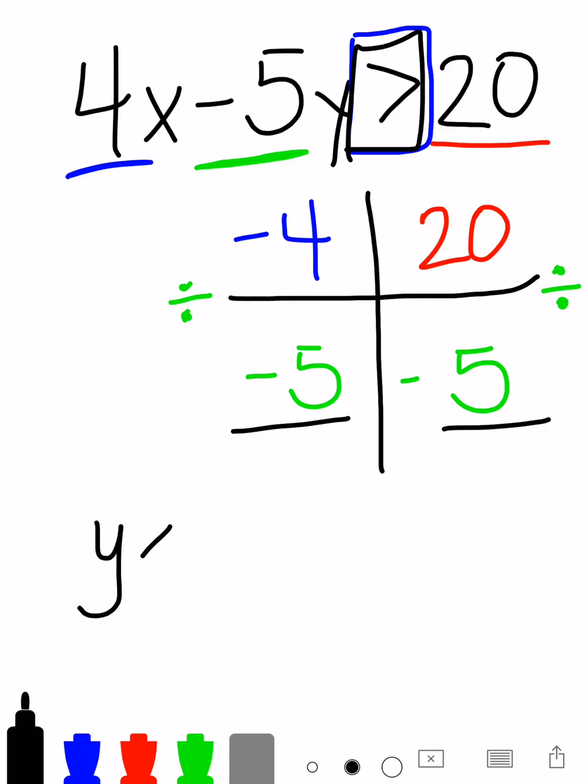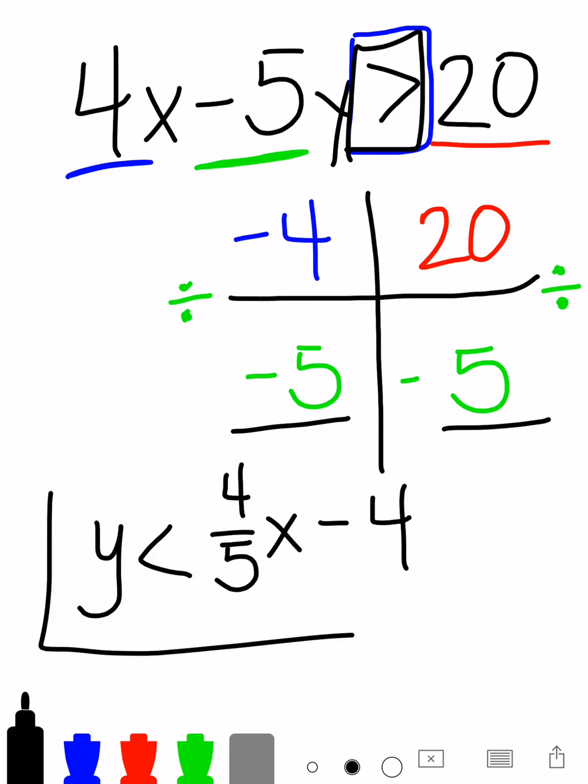So y is now less than, and now I'm going to finish writing out my answer. Well, negative 4 divided by a negative 5 will give you a positive 4 over 5. What can you not forget to put behind your slope? You can't forget to put your x back there. And now you're going to take your other column and divide 20 divided by a negative 5. That's going to give you a negative 4. So to show that it's a negative 4, you're just going to write minus 4. And now your answer is complete.